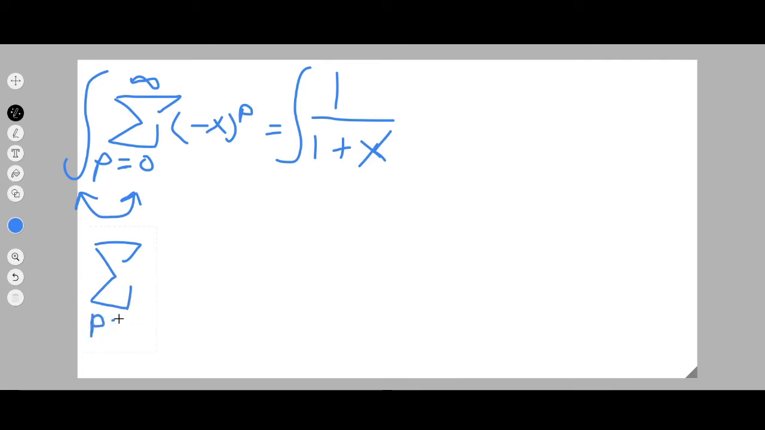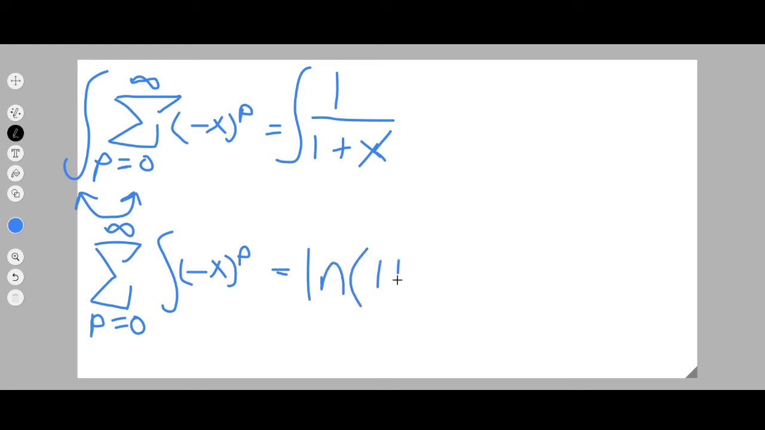The integral from p equals 0 to infinity of negative x to the p is equal to, what's the integral of 1 over 1 plus x? That's ln of 1 plus x. And we can take the negative sign out.